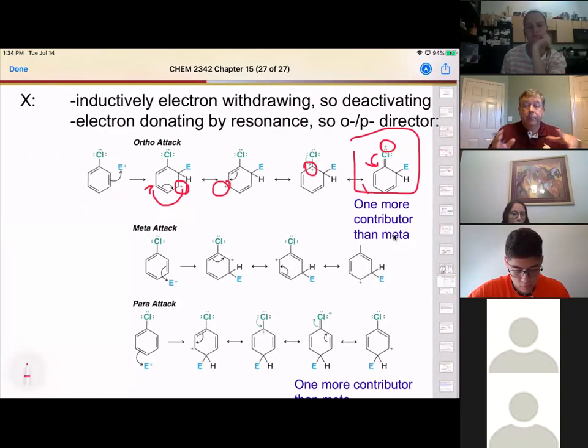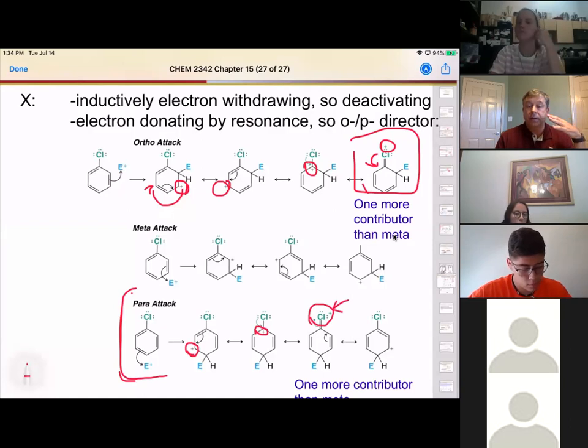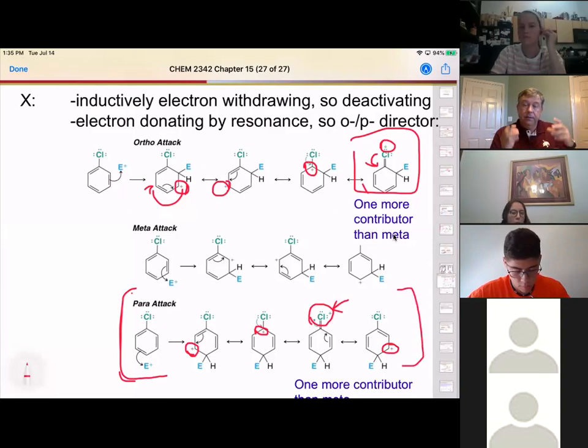All right, let's look at it with para attack. With para attack, we're going to get the same thing where we generate our positive charge on this carbon. It can then move up to the one next to the chlorine, which can then pull in this lone pair to generate a positive charge outside the ring, and then it can come back in and generate our other resonance contributor. Notice we have that nicely stabilized fourth resonance contributor where the positive charge is on our electronegative atom.